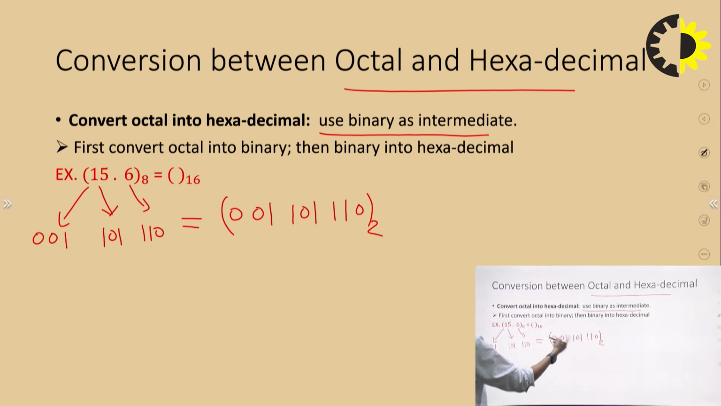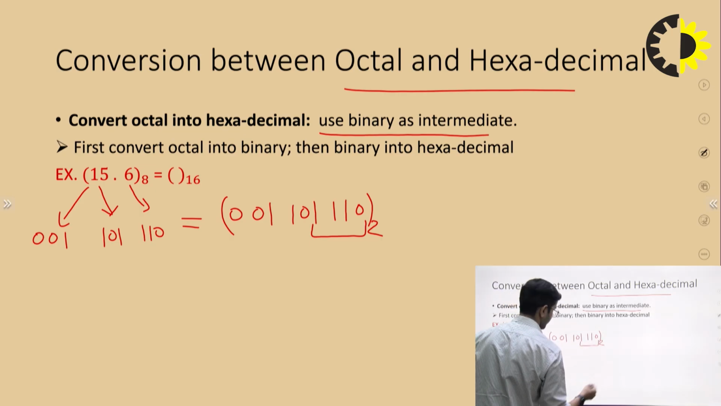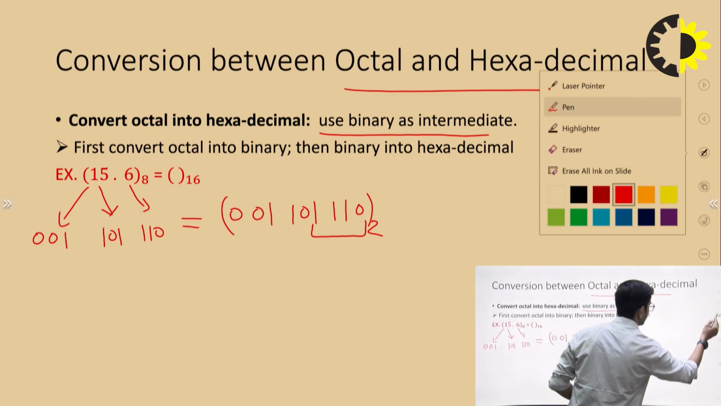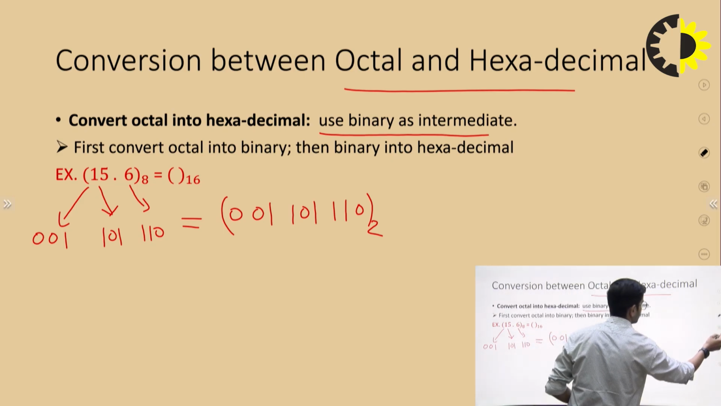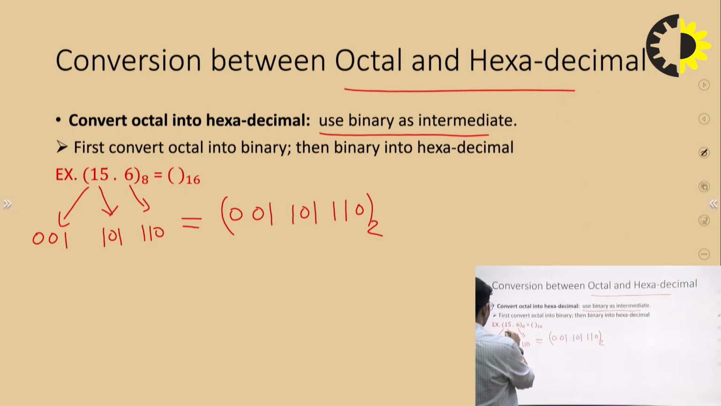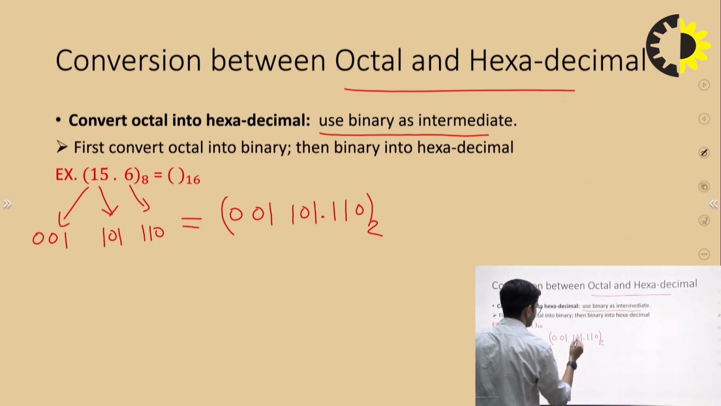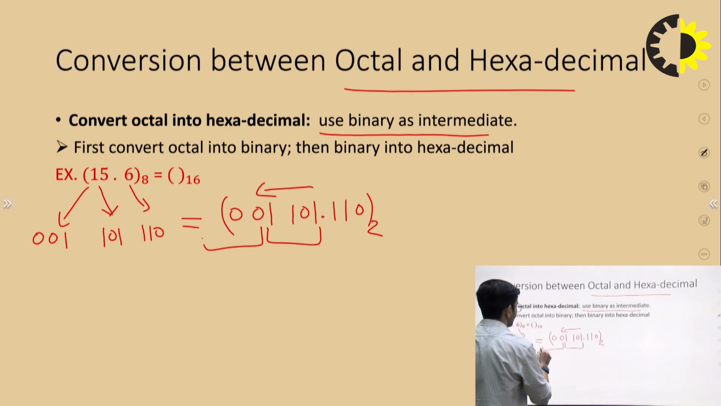Now we have to convert this binary number into a hexadecimal number. So for that we have to take the pair of 4 bits. Like these are the 4 bits. There is a decimal point after the 5. So before the decimal point, we have to move from right to left. So we take the 4-bit pair here. There are only 2 bits left, so we will append 00.